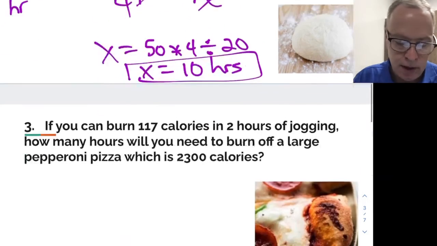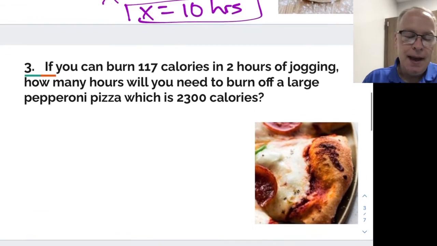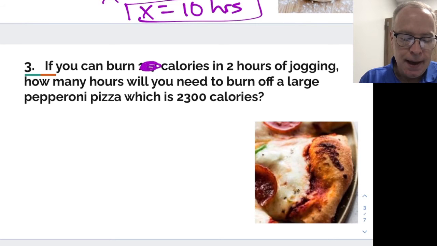Speaking of pizza, we have another problem that involves pizza. And I actually want to change this a little bit. I want to change this to 1170, please.